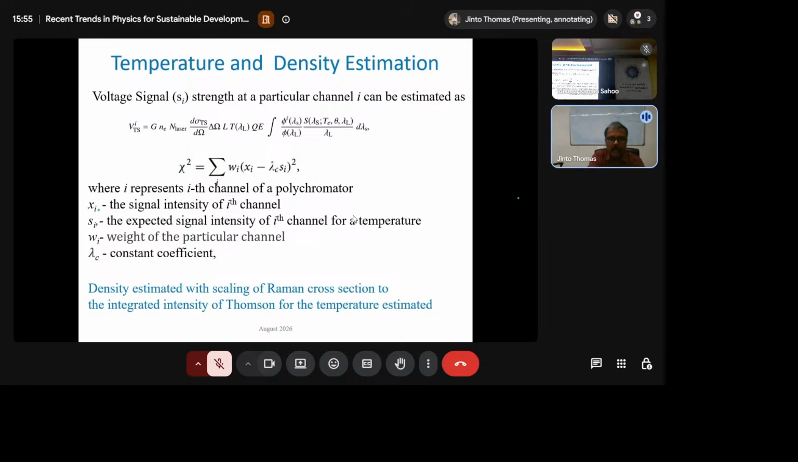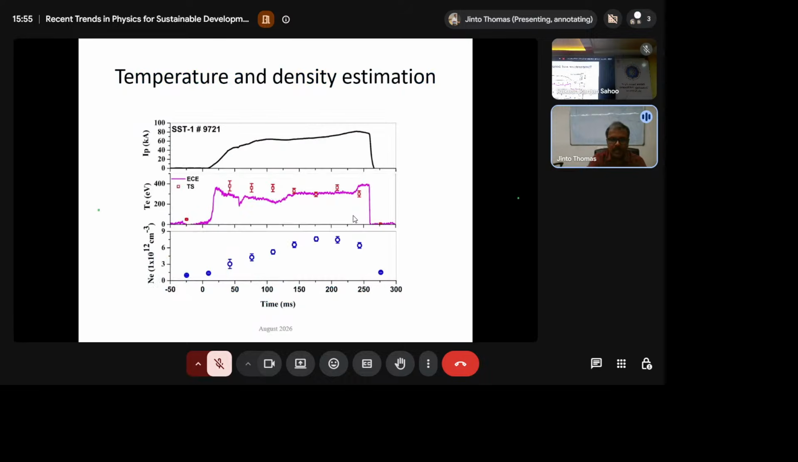And once you have that, the temperature and the density can be estimated in a consistent way using your own developed program. And this is the temperature estimated. The estimated temperature for this particular plasma shot was somewhere around 400 eV. That means 400 times 10 to the power 4, that is, 4 million Kelvin is the temperature of this particular plasma shot. And this is the way it is evolving.